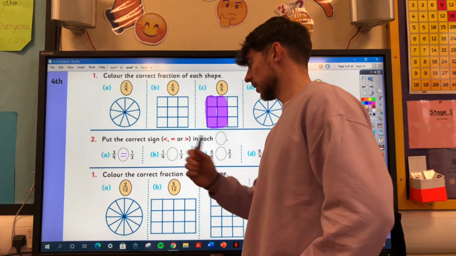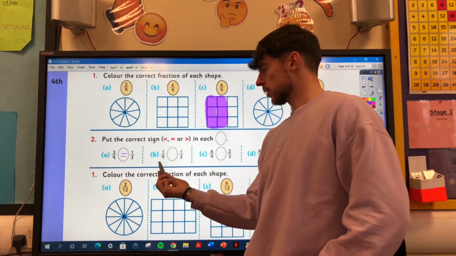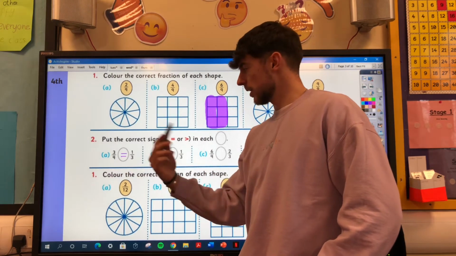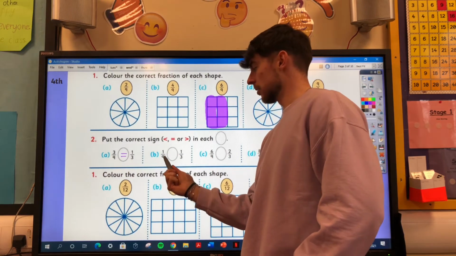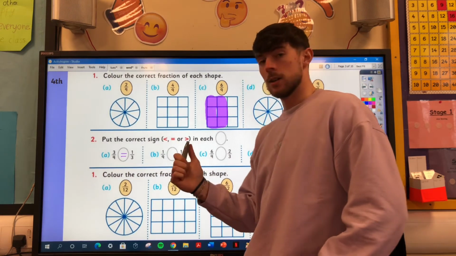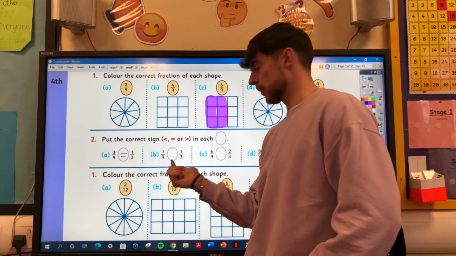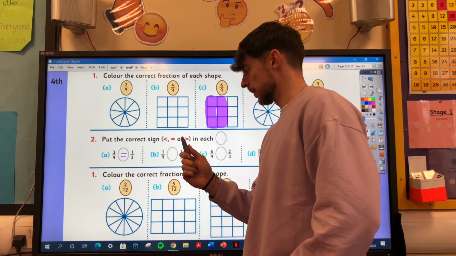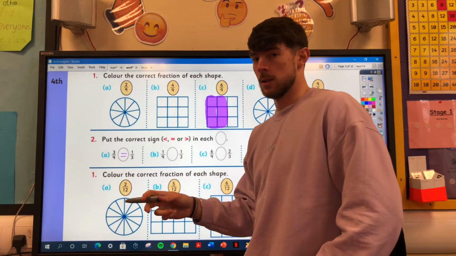1/9 is something to 1/3. So what do we do to 9 to get to 3? Same thing as over here, we divide it by 3. So 9 divided by 3 is equal to 3. Now we do the same to the top. So 1 divided by 3 is not equal to 1.